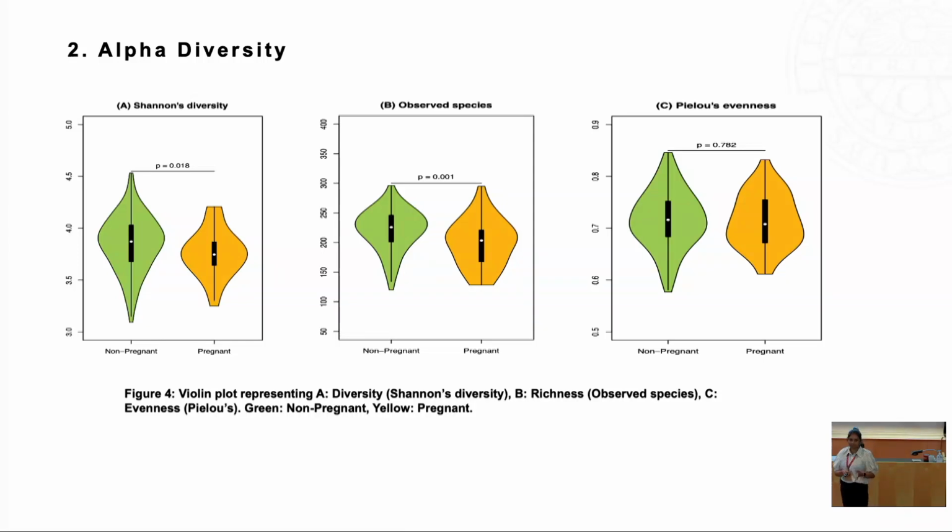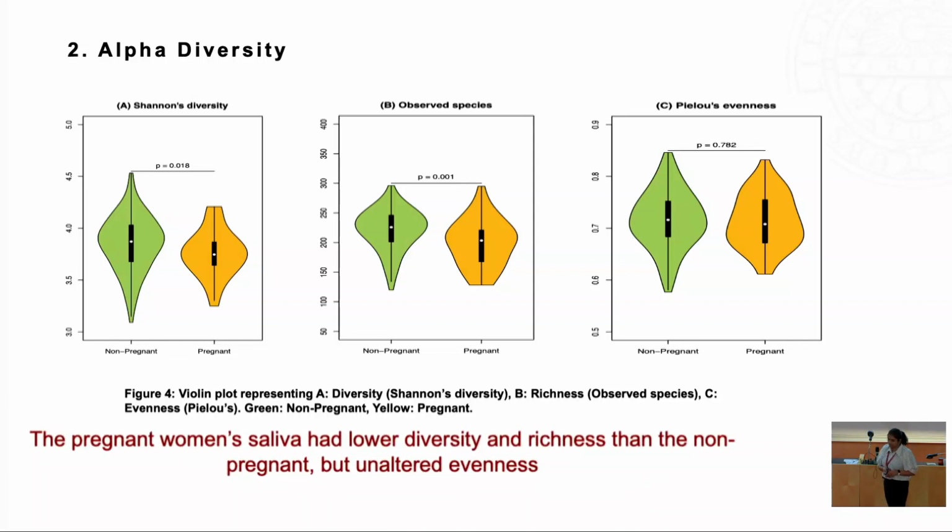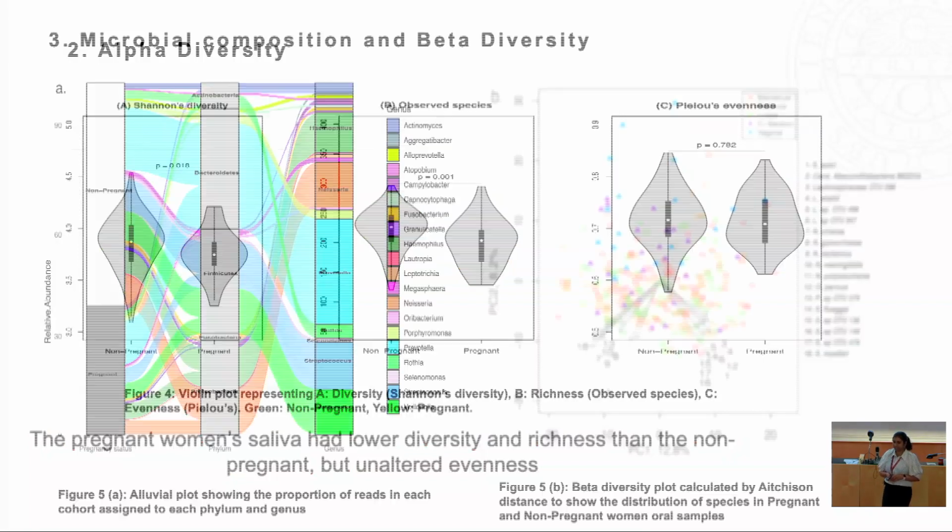We performed the same analysis on the categorized data of the pregnant and non-pregnant groups. We couldn't find any significant difference in the non-pregnant group, whereas in the pregnant group, that is C-section and vaginal delivery participants, we could find a significant difference in terms of richness and evenness, but there was no overall diversity difference. So in short, the pregnant women's saliva had lower diversity and richness than the non-pregnant, but unaltered evenness.